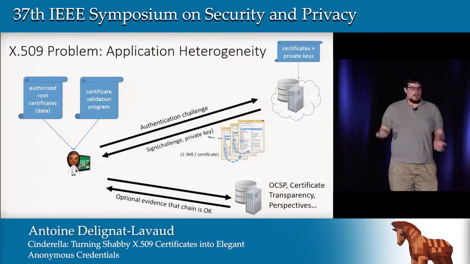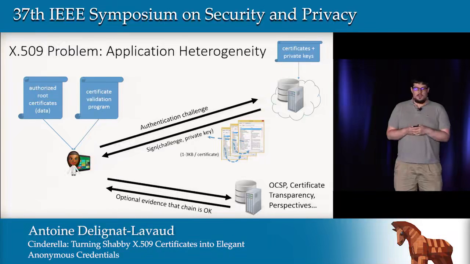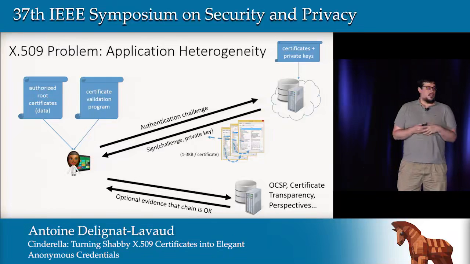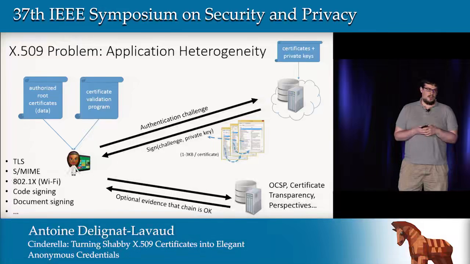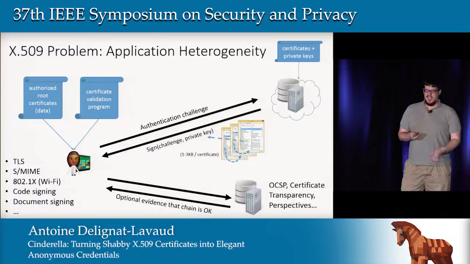If we look at the problems with X509, you have several of them, but there are two aspects that we actually care about in this work. The first one is application heterogeneity, and it has been an important source of attacks. It's well known that you use certificates for many purposes, including TLS, but also SMIME, image signature, wireless network authentication, code signing, document signing.